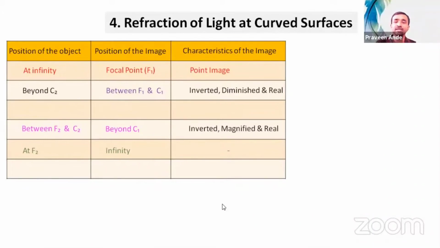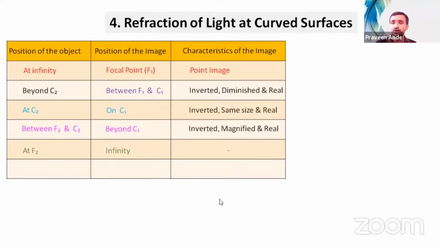Okay. Then what are the remaining positions? At C2. Where do you get that image? If the object is placed at the center, the image is also at the center, but on the opposite side, at C1. What are the characteristics? It is inverted, equal in size and a real image.